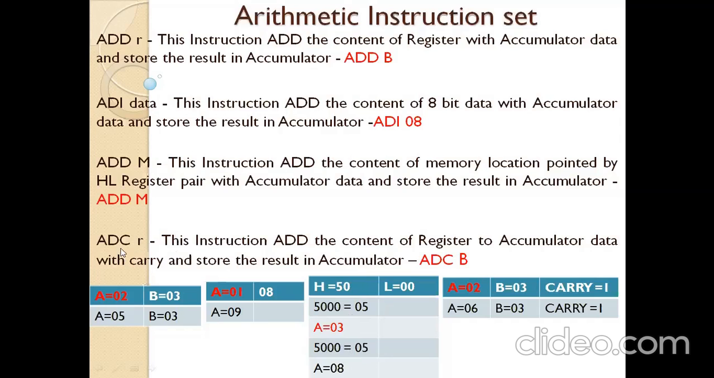Next, we are going to see addition with carry. ADD means addition without carry. ADC means addition with carry. That is called ADC B. So the A register is 02, the B register value is 3, carry is equal to 1. So the A register value plus the B register value plus carry will be added and the result will be stored in the A register. So 2 plus 3 plus 1 is equal to 6. In the previous first example, ADD B means 2 plus 3 is equal to 5. But here the carry also will be added and the result will be stored in the A register.